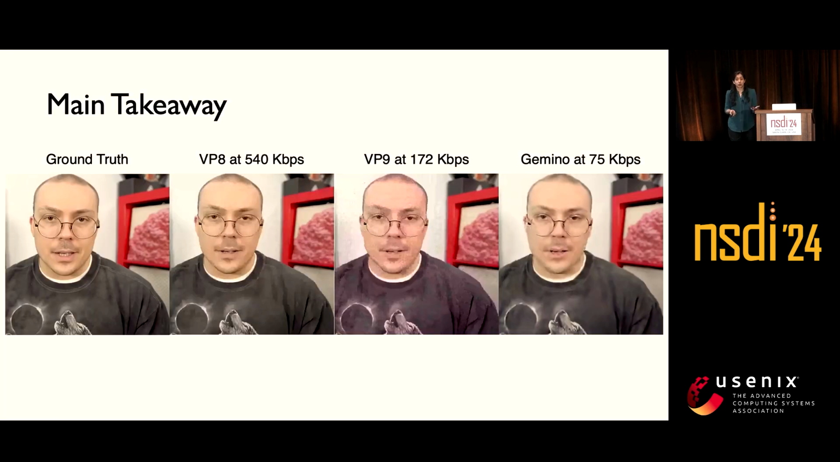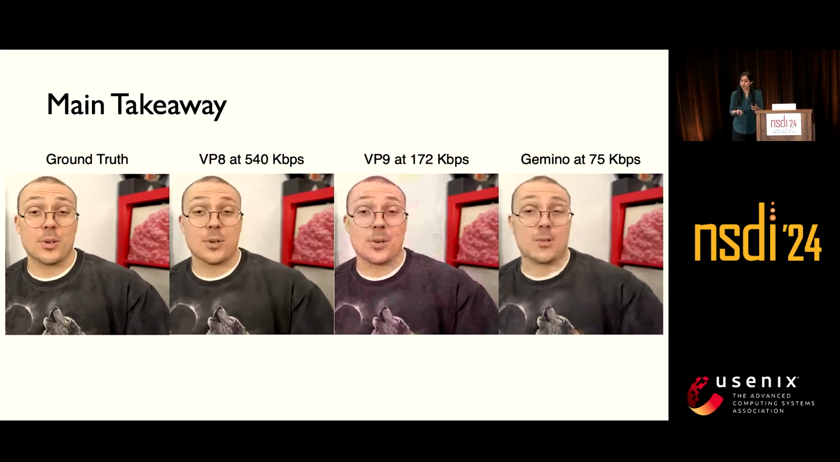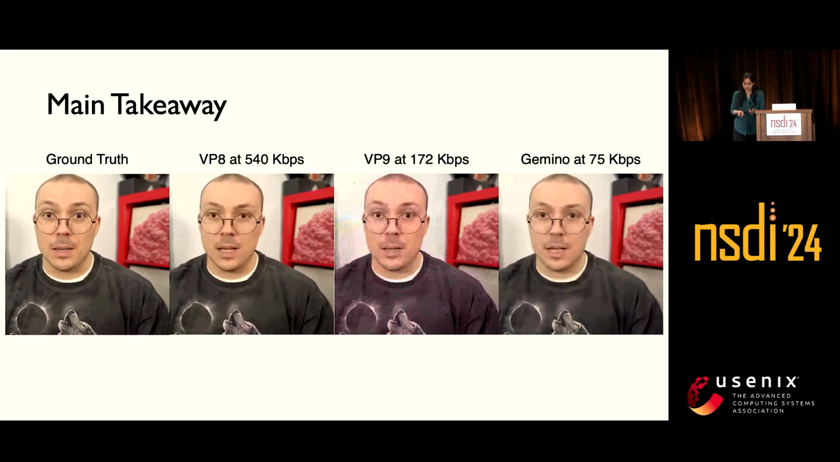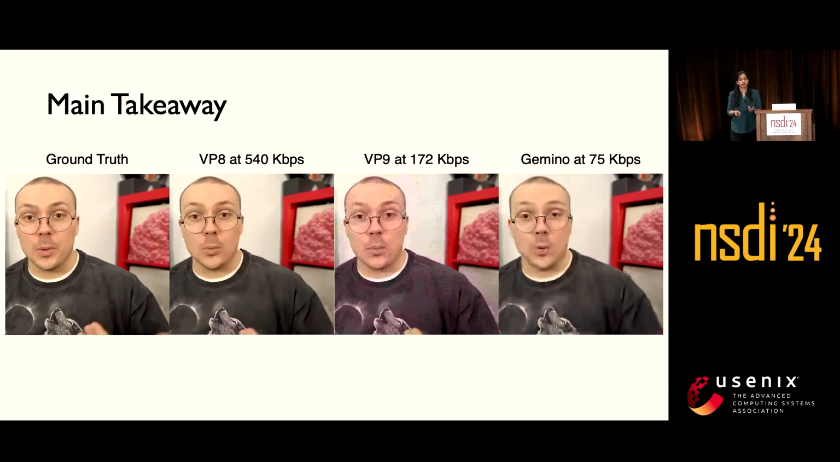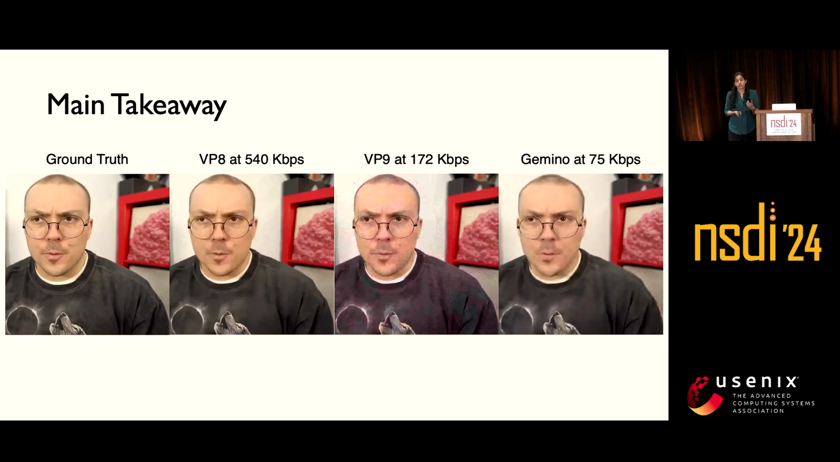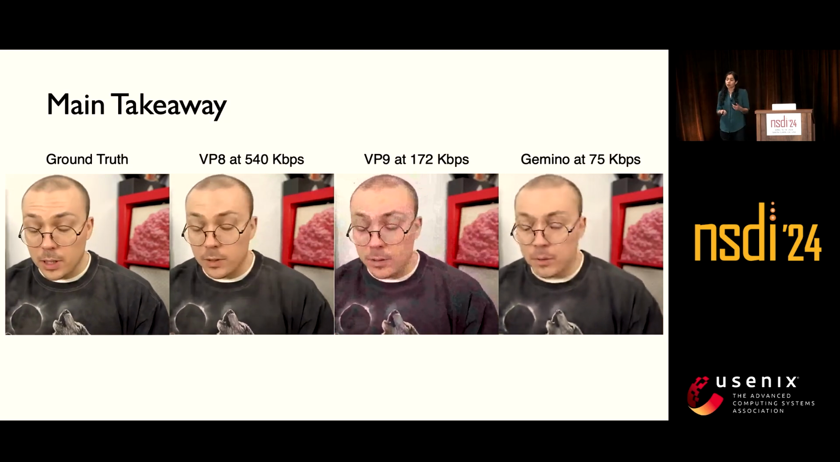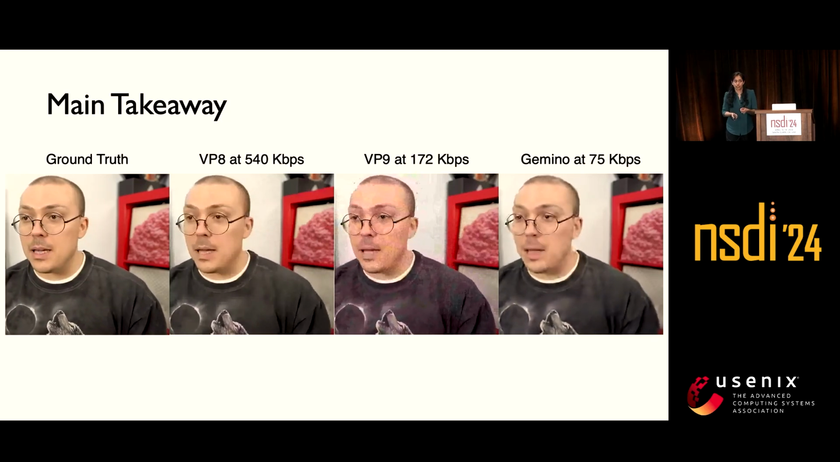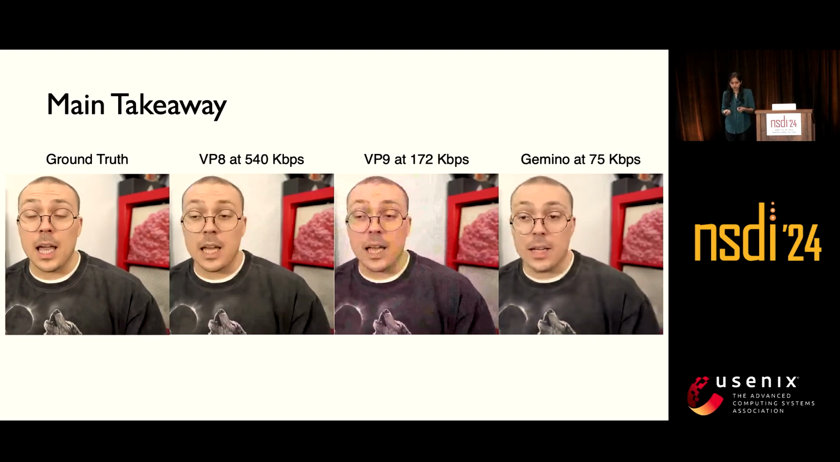If I want you to take away one thing from this talk, it's captured in this video strip. The leftmost column shows you the ground truth. The middle two columns show you VP8 and VP9 at their respective lowest points. And the rightmost column shows you Gemino at 75 kilobits per second. I'm not here to try to convince you that Gemino is perfect at 75 kilobits per second, but rather that it is able to produce video that looks quite reasonable and something that can sustain a video call despite operating at 75 kilobits per second.